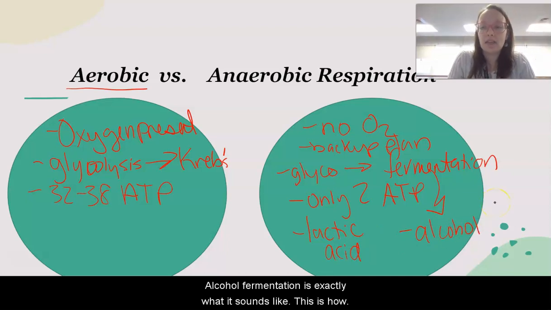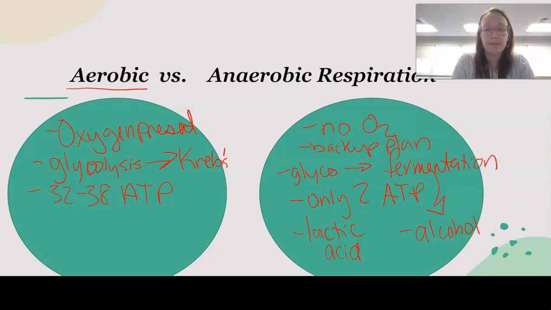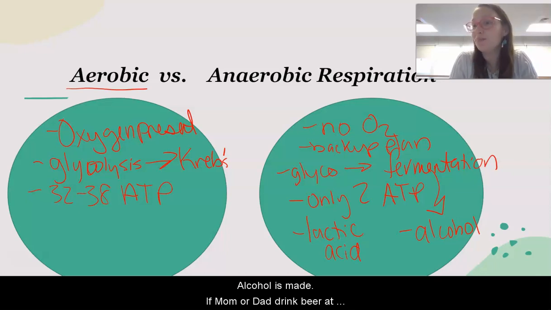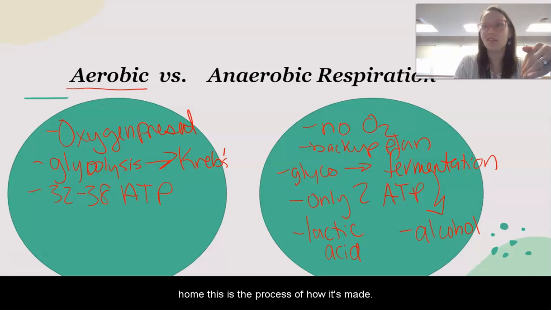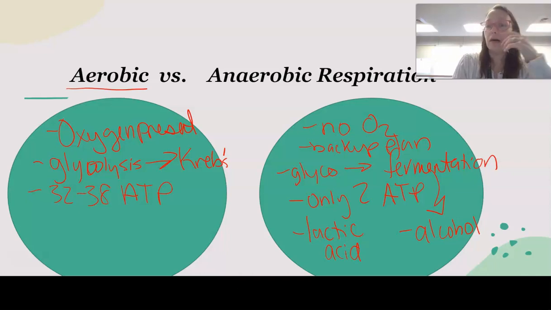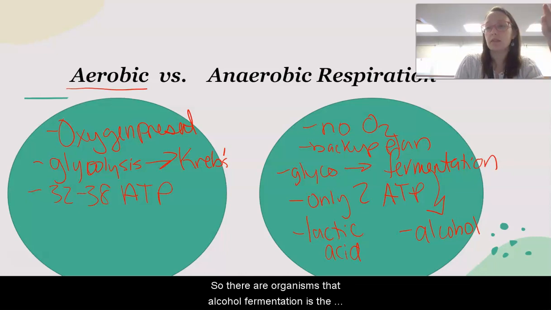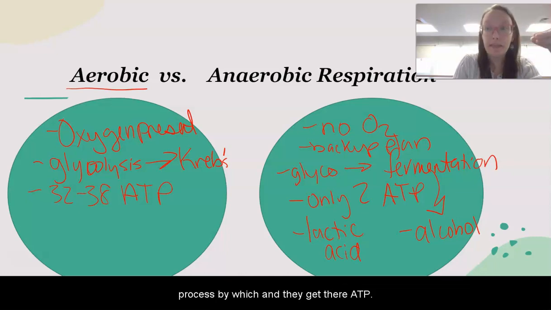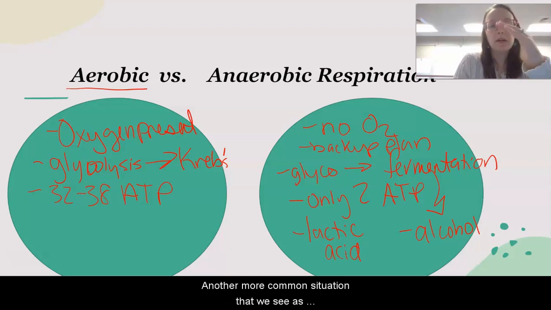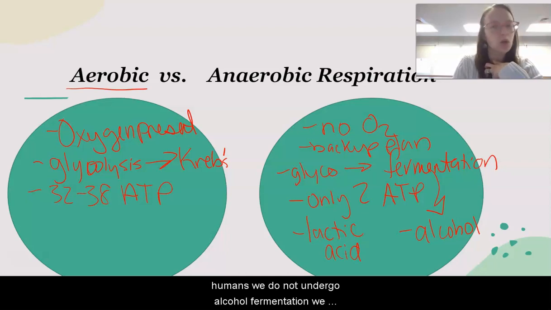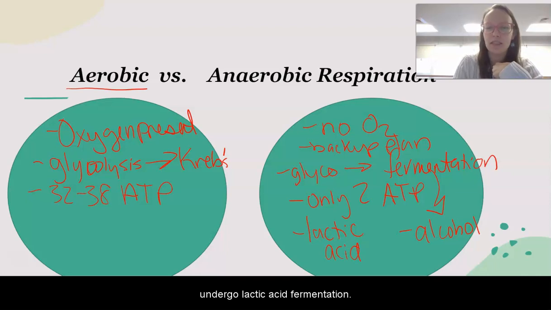So alcohol fermentation is exactly what it sounds like. This is how alcohol is made. If mom or dad drink beer at home, this is the process of how it's made. So there are organisms that alcohol fermentation is the process by which they get their ATP. But another more common situation that we see as humans. We don't undergo alcohol fermentation. We undergo lactic acid fermentation.